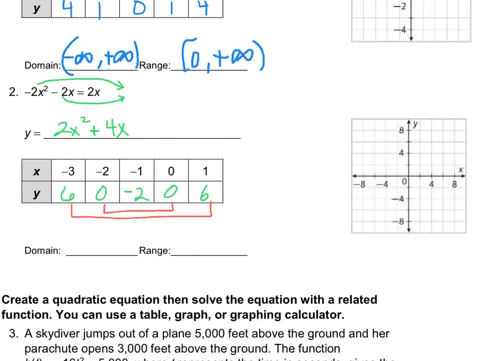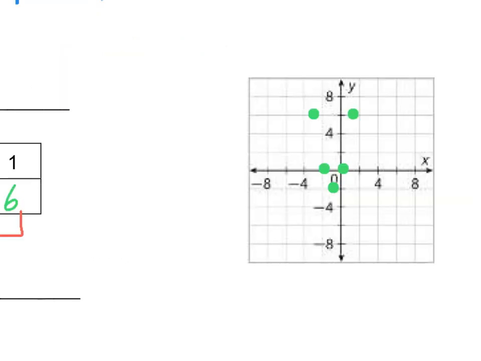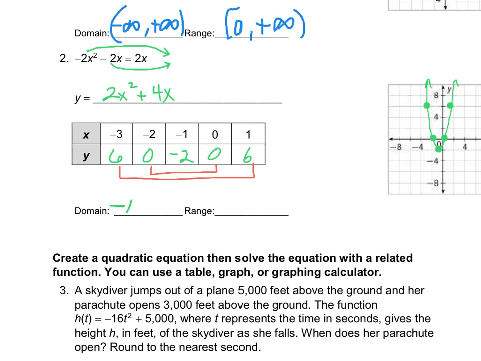Graph your points that you were given onto the graph. After graphing your points, connect your points and form your parabola. Don't forget your arrows at the end. You have your graph. You can see that the domain is negative infinity to positive infinity, and your range starts at -2 and goes all the way to positive infinity.